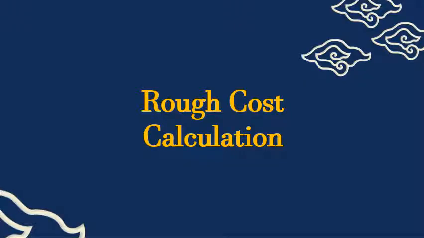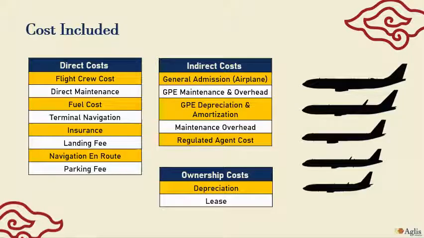Now I will elaborate on our rough cost calculation. To conduct the rough calculation, the following are used as considerations. Note that this is not all the factors yet. For direct costs, there is flight crew cost, direct maintenance cost, fuel cost, terminal navigation, and so on. For indirect costs, there is general administration for the airplane, maintenance and overhead, and so on. And for the ownership costs, there are depreciation costs and lease costs.